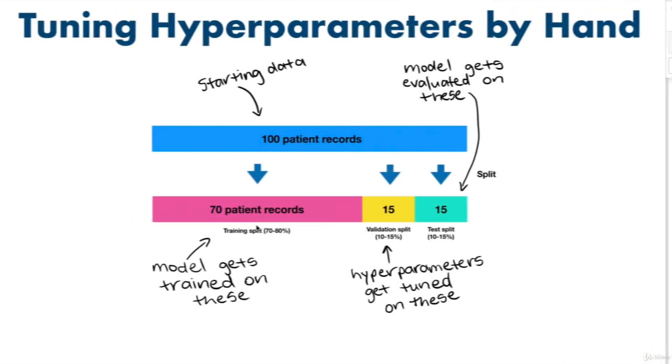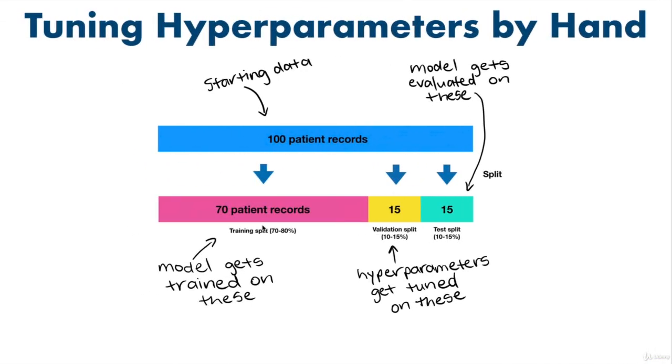So the training split will create with 70% of the data. The validation and test sets will each contain 15. And we'll get some baseline results. So we've kind of already got them, but we'll do it again, get some baseline results. And then we'll see how we can tune the model's hyperparameters by hand.